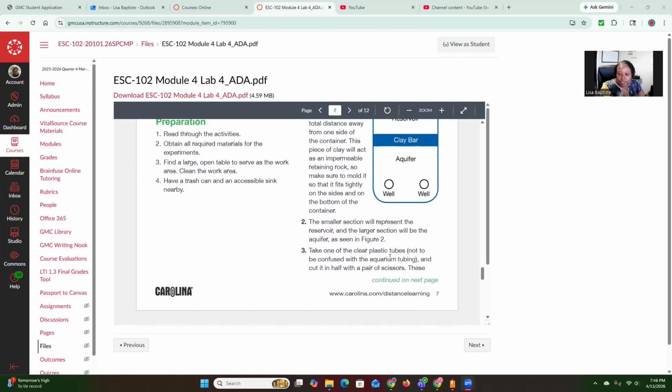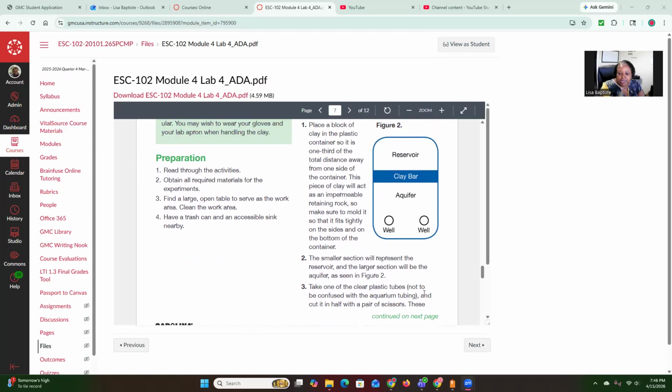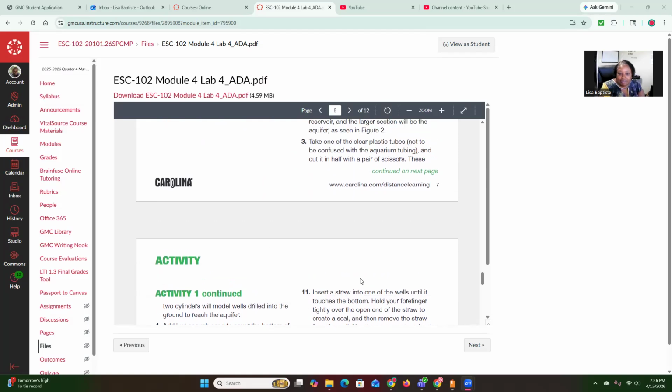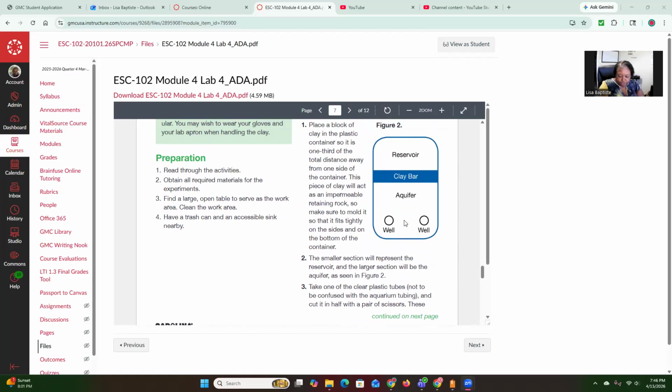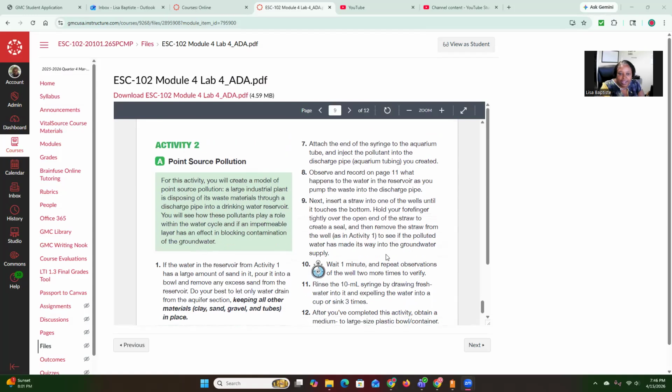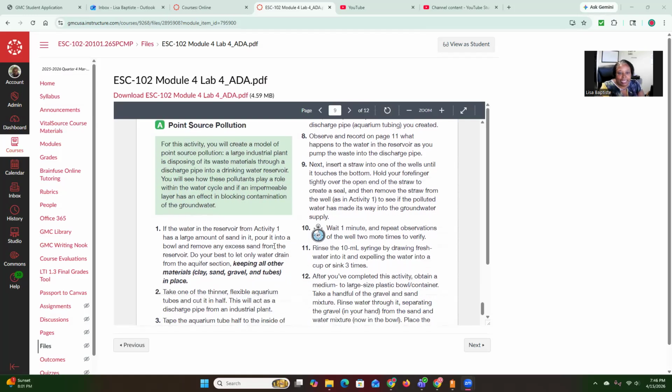And you're going to take one of the clear plastic tubes, not to be confused with aquarium tubing, and cut it in half with a pair of scissors. These two cylinders will model the wells drilled into the ground to reach the aquifer. So these are the wells. So you're going to take your plastic tubing here, not your rubber tubing, but this one. You're going to cut this in half. That represents these two wells. And then the rest of the information should be self-explanatory on how to set up everything else. But if you have questions at all as you're going through this lab, please let me know.